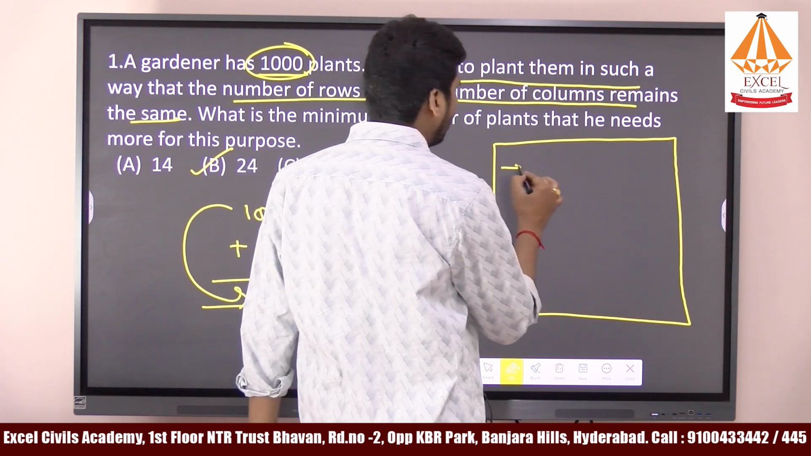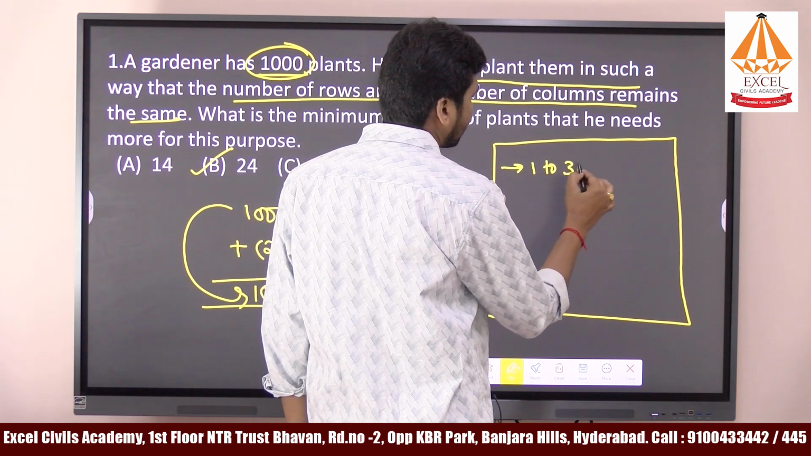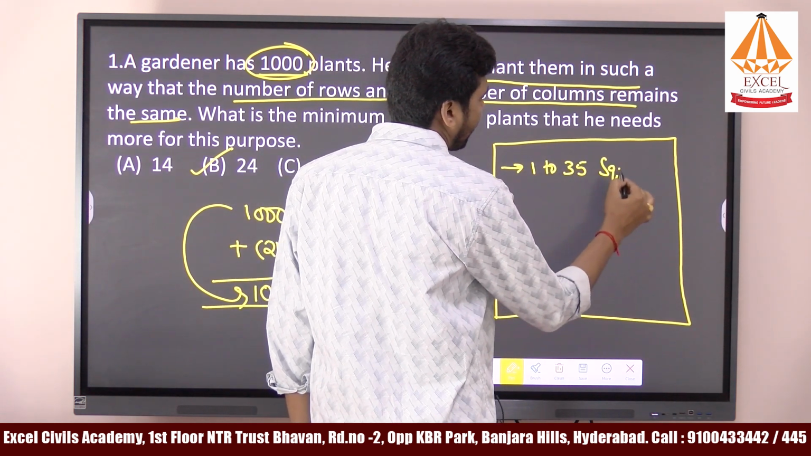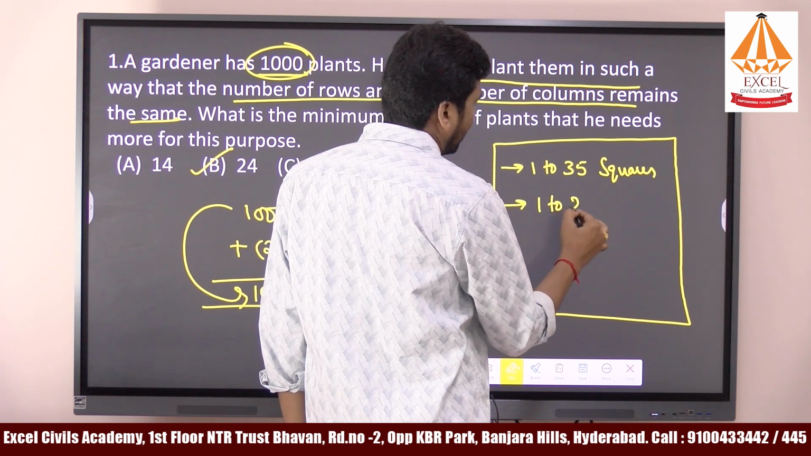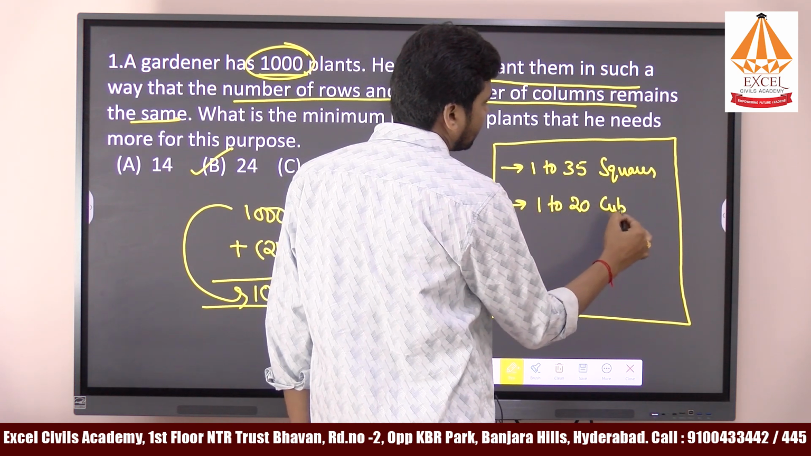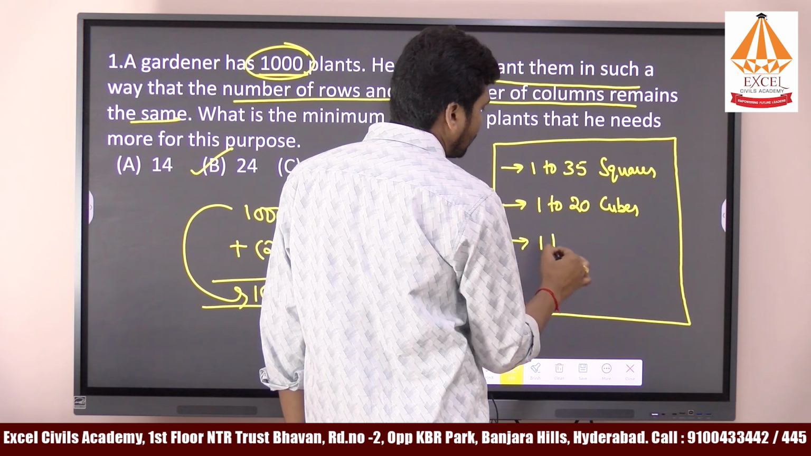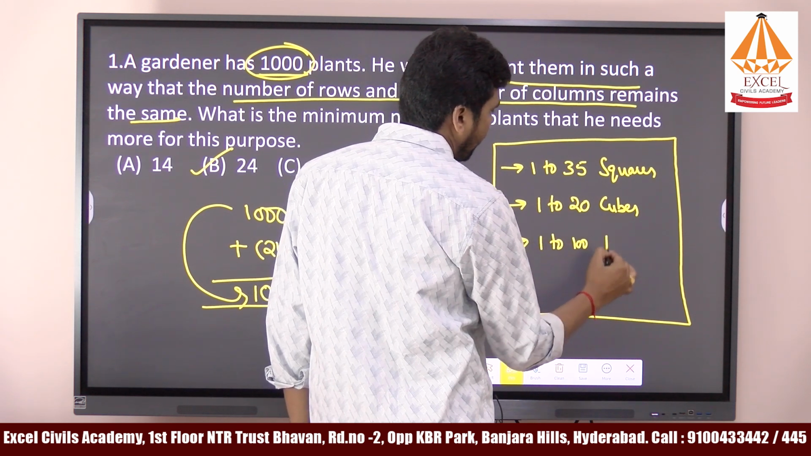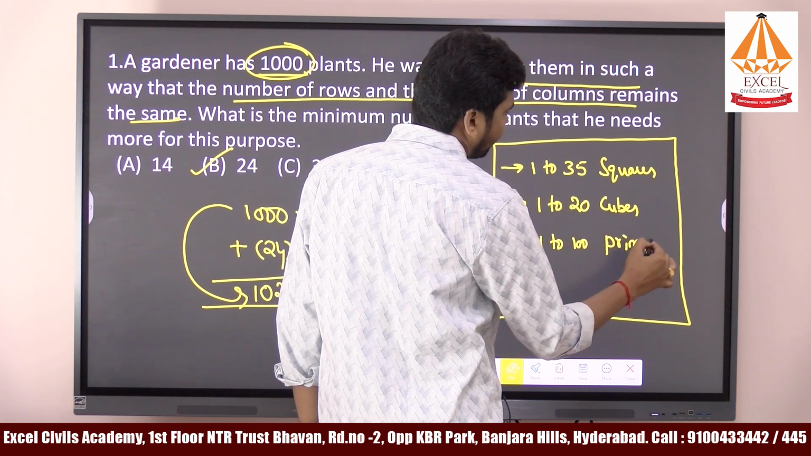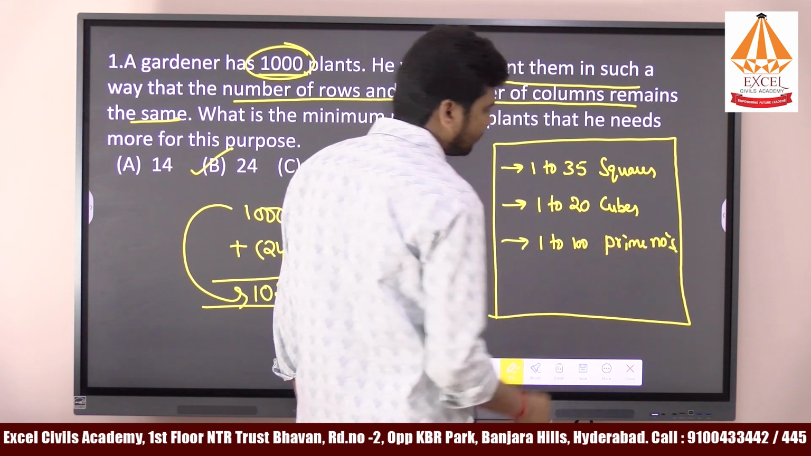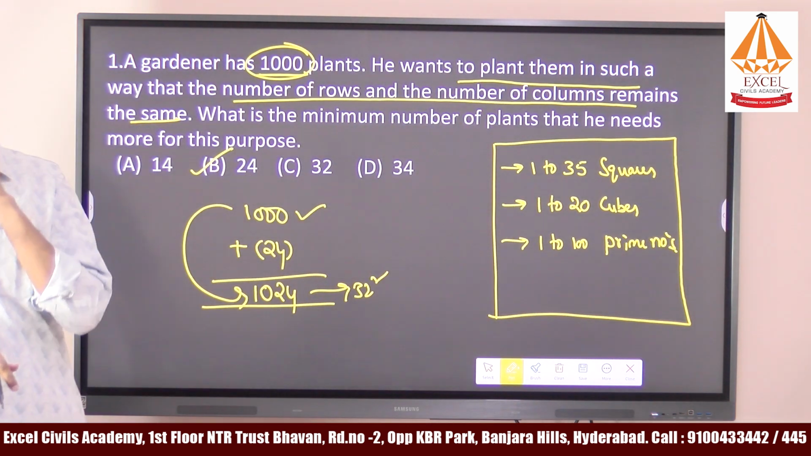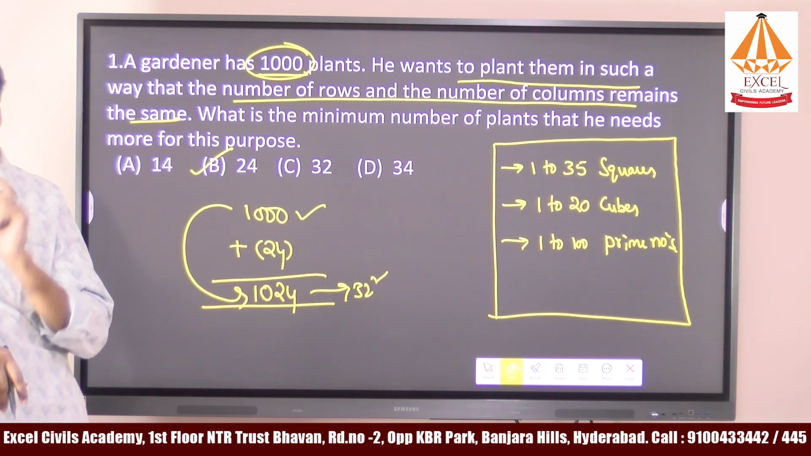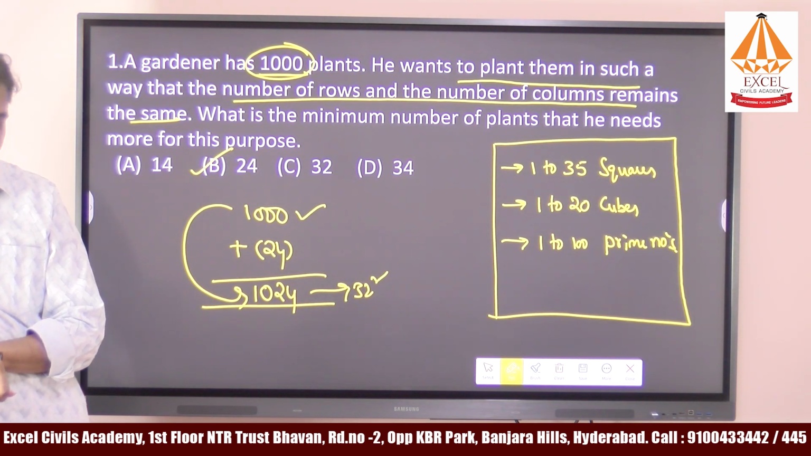So what is the task before you start the preparation for CSAT? The first thing is you need to know the squares. You need to learn by heart the squares from 1 to 35, and then the cubes from 1 to 20, and then the prime numbers from 1 to 100. You need to know those numbers.